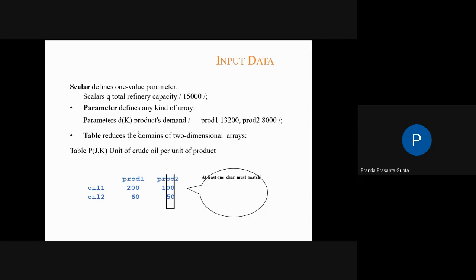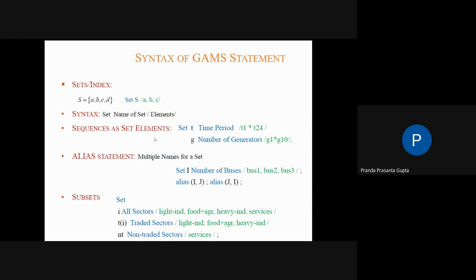You can define it in a table also. In parameter, you can define it also. If you define it in parameter, you have a choice. So table PGK, unit of crude oil per unit of product, that is oil 1 and oil 2, and product 1 and product 2. In this way, we have to define the table and the parameter also. Okay. So these are the syntax of GAMS statements.